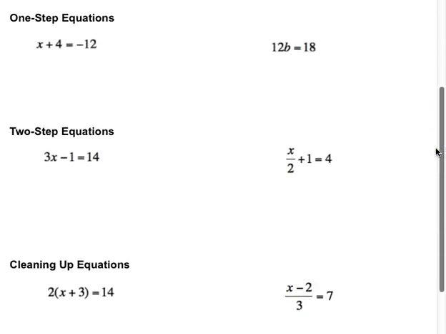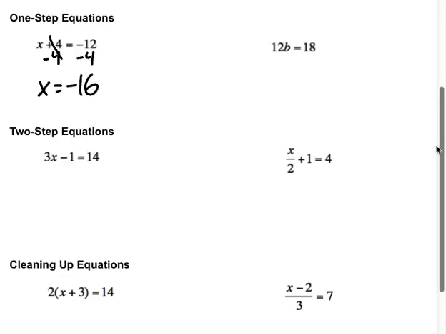So inverse operations. For example, if I have x plus 4 and I want to get the x by itself, I need to subtract 4 from both sides to get the x alone. And then negative 12 minus 4 more will give me a negative 16.